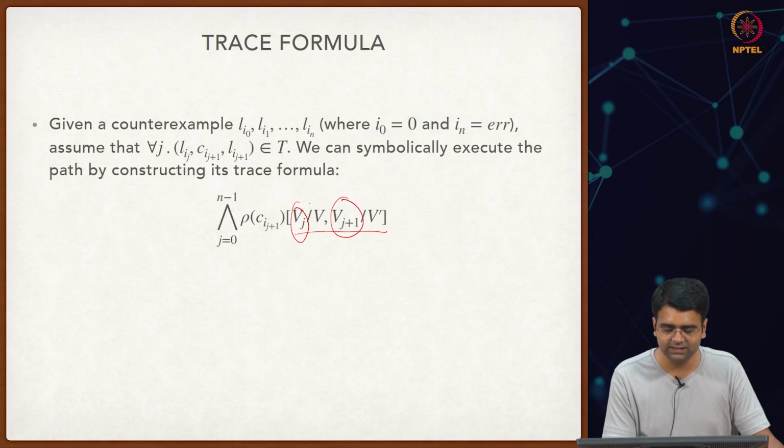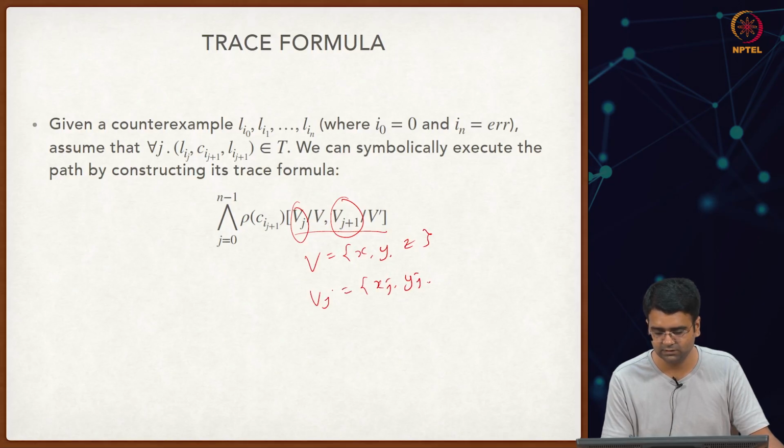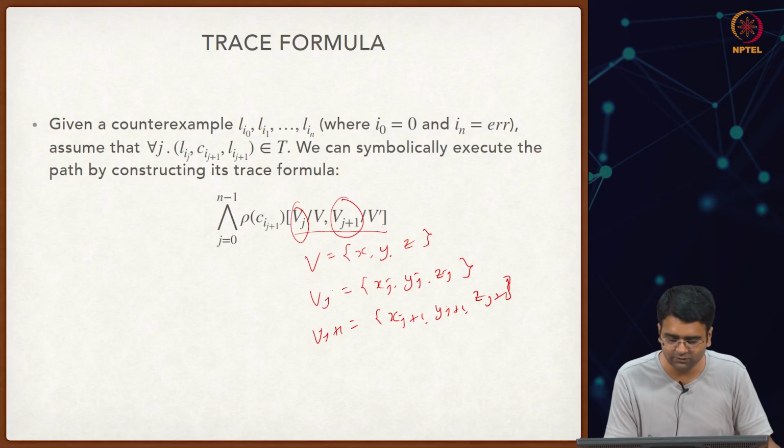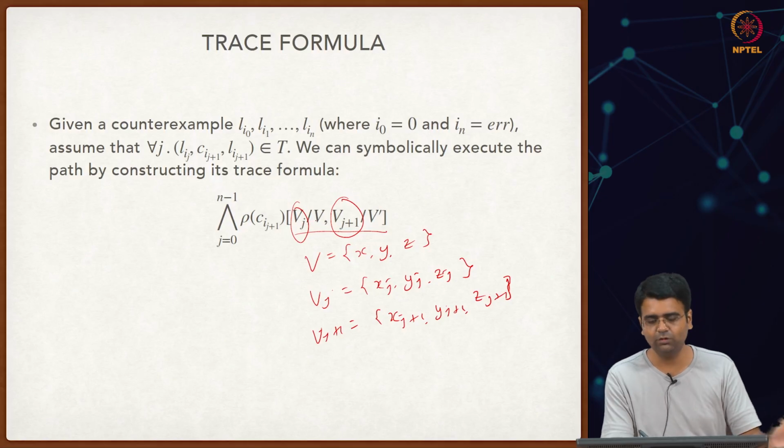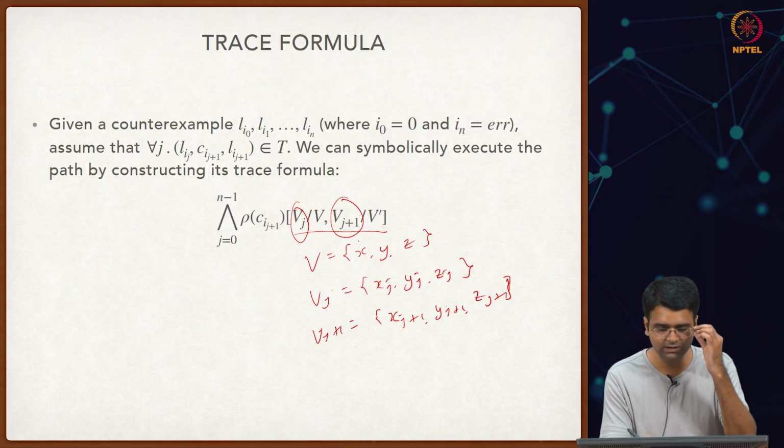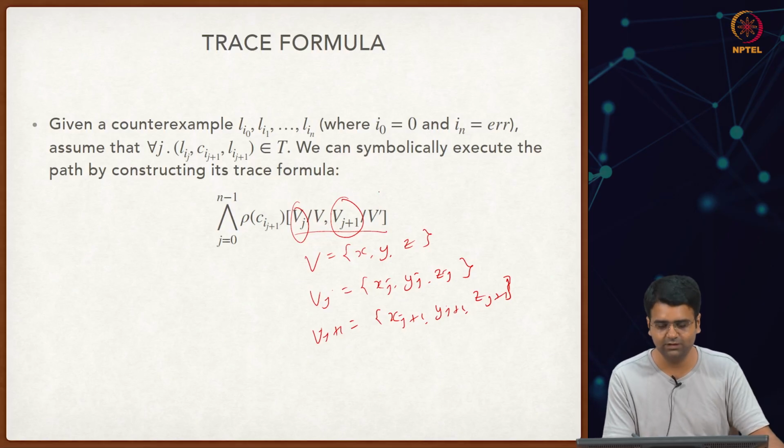So vj is nothing but all of the program variables with the suffix j attached to them. If, let us say, your program variables are x, y and z, then this vj is going to be xj, yj and zj. Similarly, this vj plus 1 is going to be xj plus 1, yj plus 1 and zj plus 1. So what we are essentially doing is substituting vj for the unprimed variables and vj plus 1 for the primed variables, meaning that vj is the program state before executing cij plus 1 and vj plus 1 is the program state after executing cij plus 1.